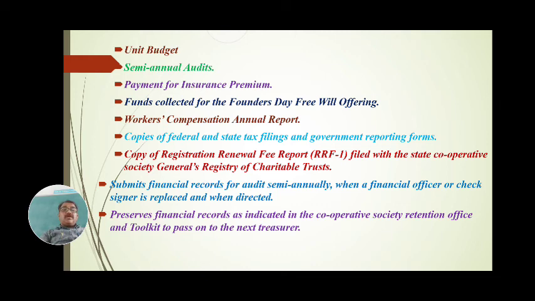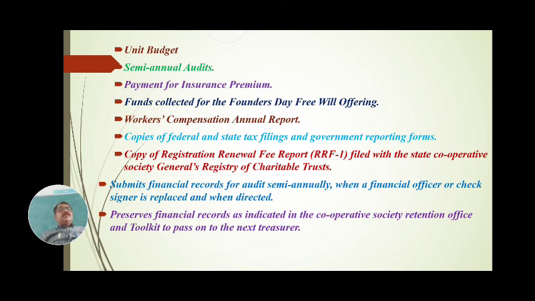Preserve financial records as indicated in the cooperative society. These documents are to be preserved for a long time, up to 10 years, up to 15 years, in a strong documentary room, and the cooperative society retains the office and toolkit to pass on to the next treasurer. All this clear data is to be transferred. Whenever a new treasurer is appointed, a clear procedure is to be followed.